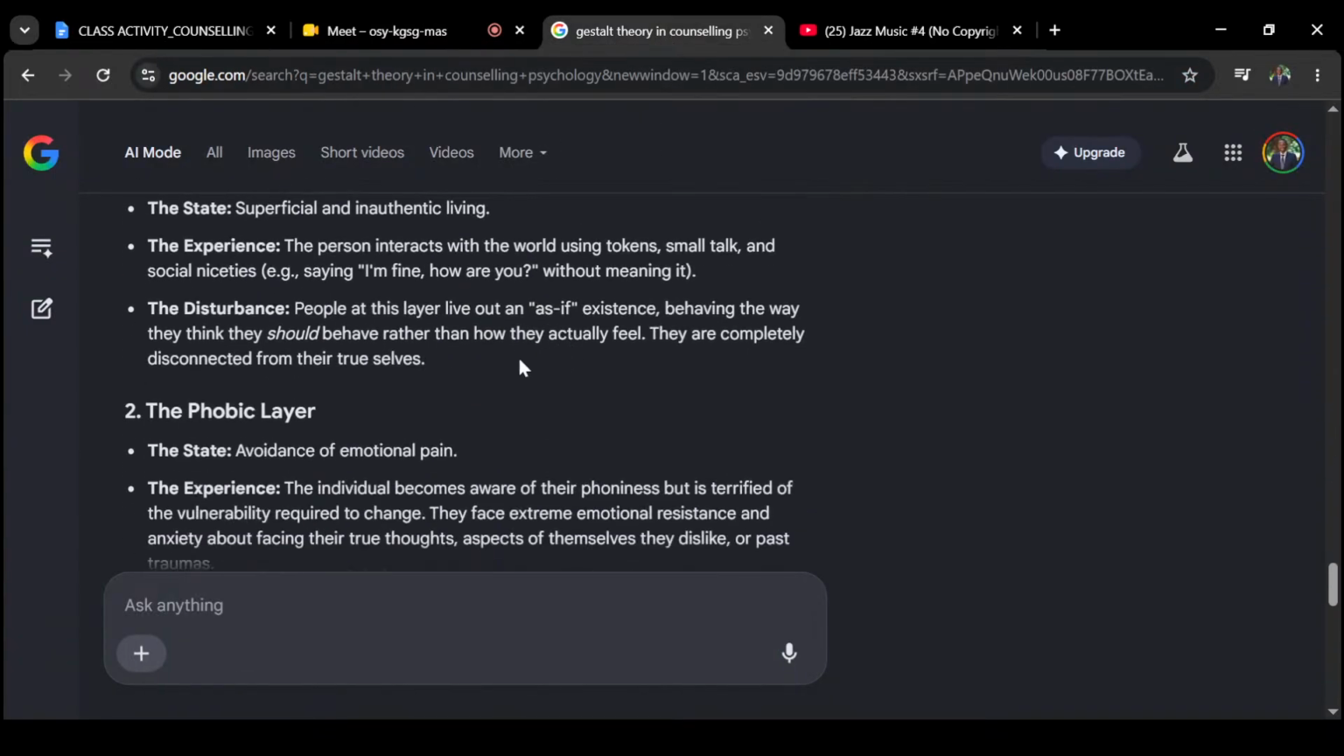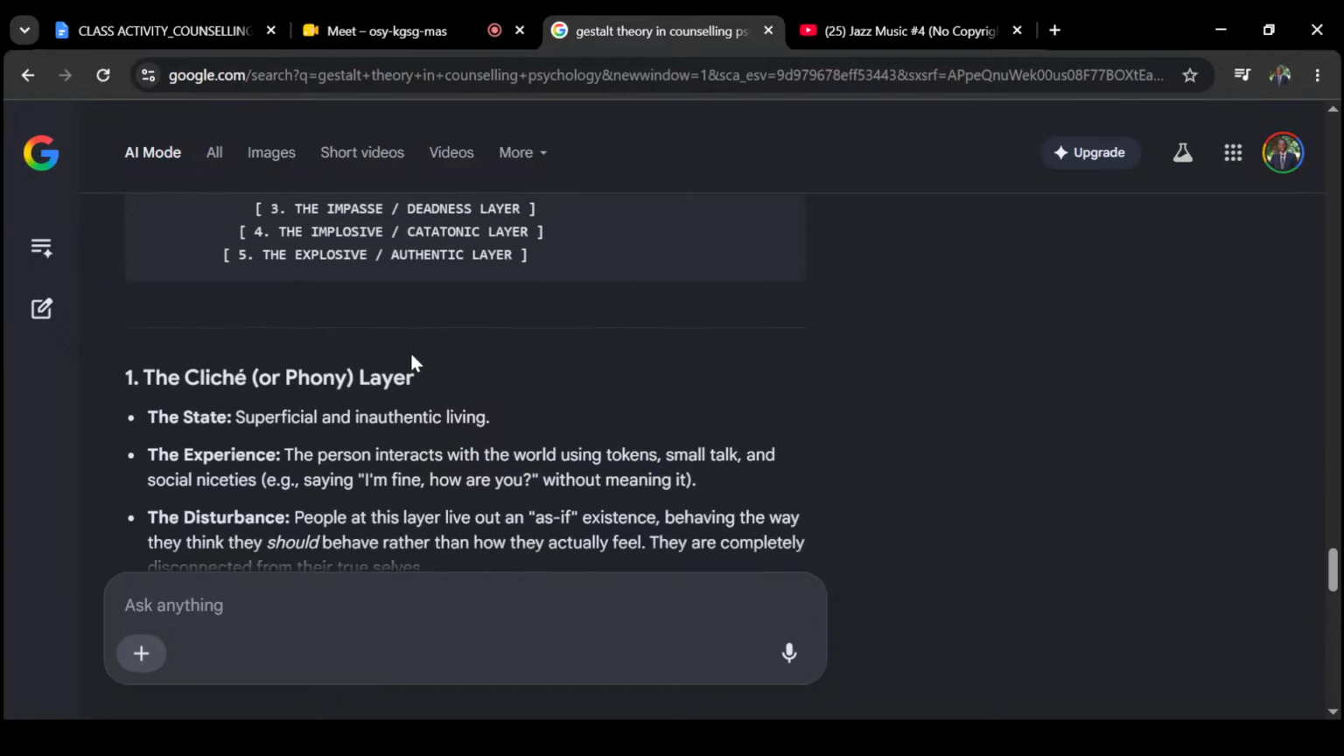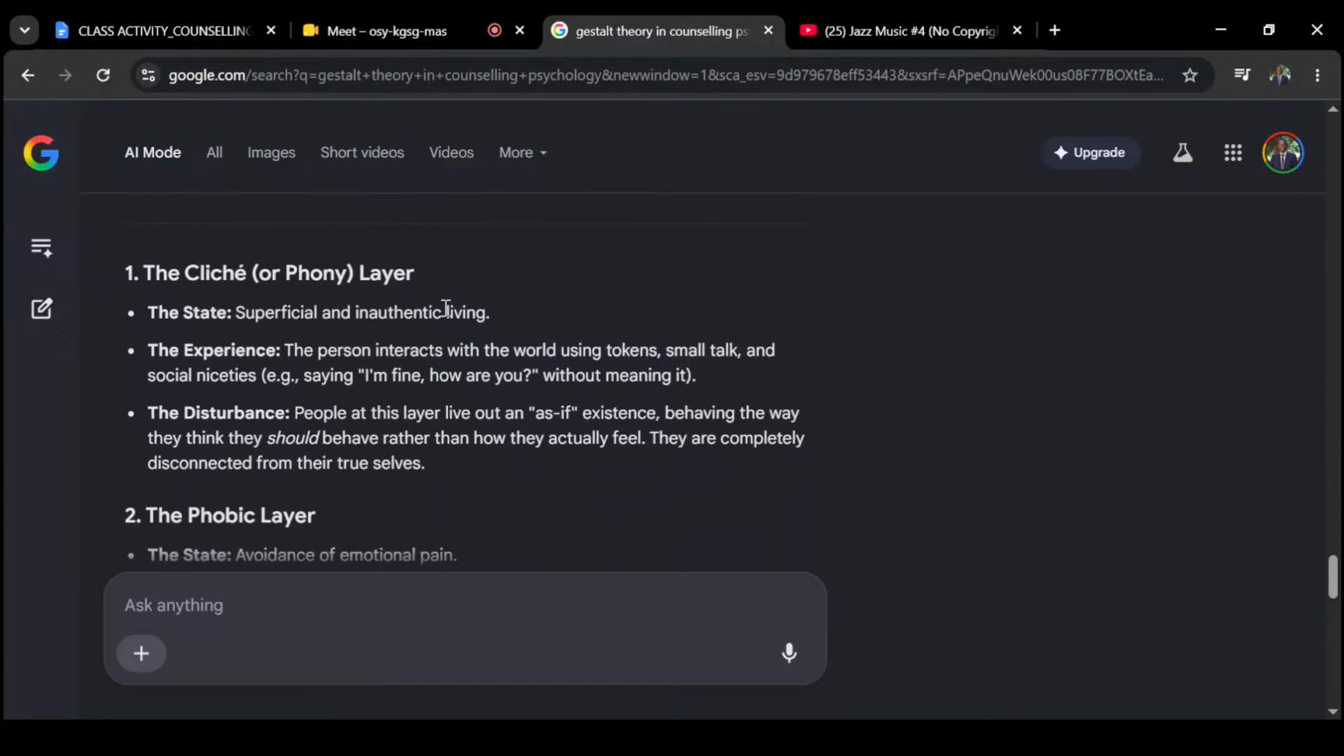The 5 layers of neurosis, okay? Imagine an onion. The outer layers protect the inside. Similarly, people develop emotional layers to protect themselves from pain, rejection, fear, or disappointment. Healing occurs by gradually peeling away these layers until the authentic self emerges. Layer number 1, the phony layer, the layer of pretense.